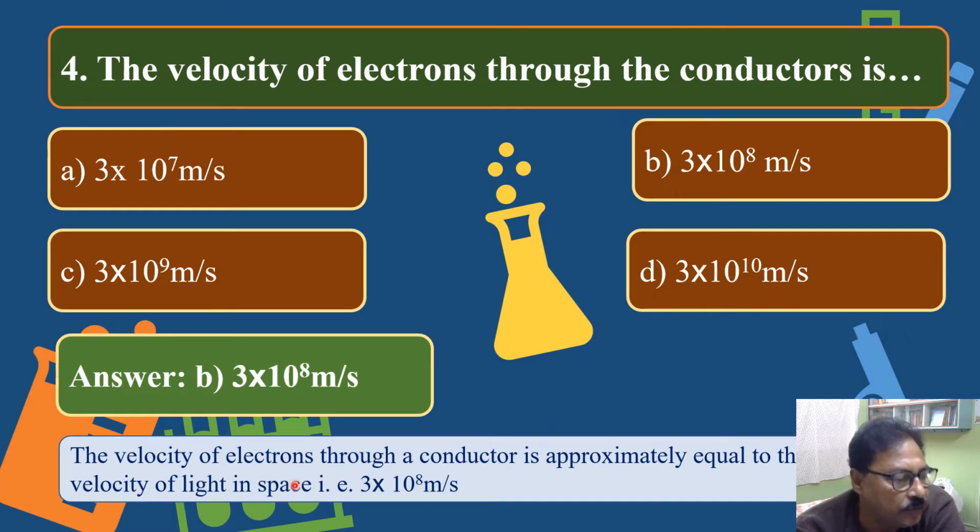The velocity of electrons through a conductor is approximately equal to the velocity of light in space, that is 3 multiplied by 10 to the power 8 meter per second.